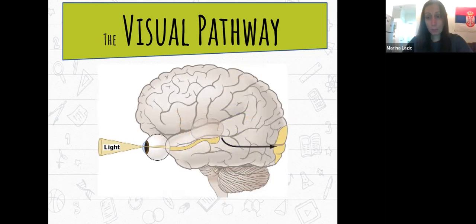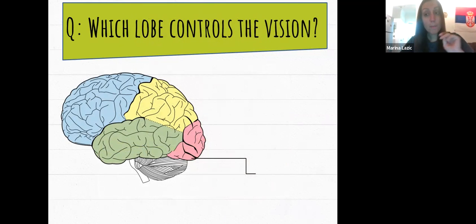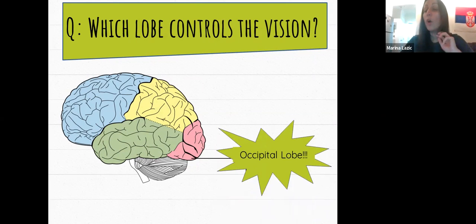Now, here is how the visual pathway looks. Remember, light is a signal that hits the lens in your eye. That signal reaches the retina, interacts with the photoreceptors, rods and cones, then exits the eye through the optic nerve at the blind spot and enters the brain. And remember, there are four main parts of the brain, and the part that controls vision is called the occipital lobe.